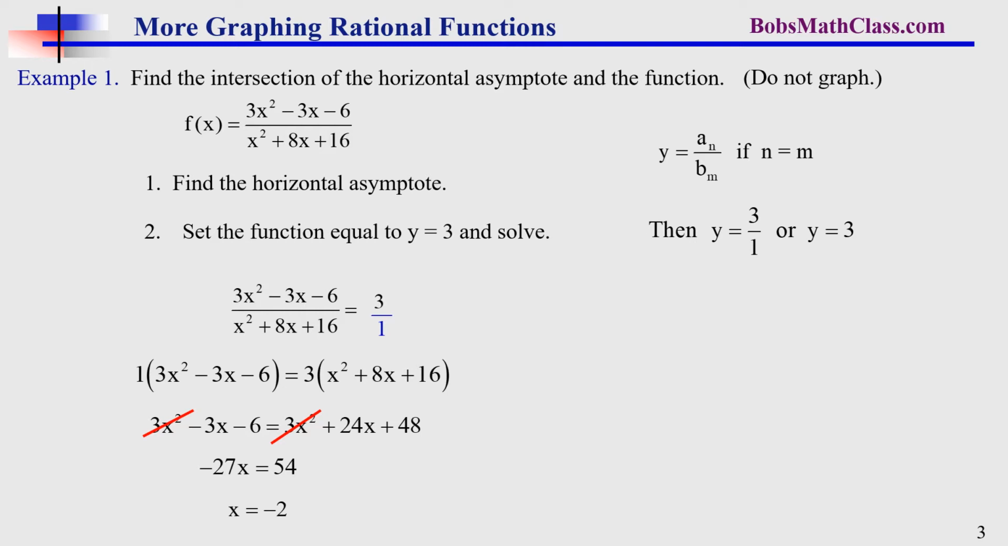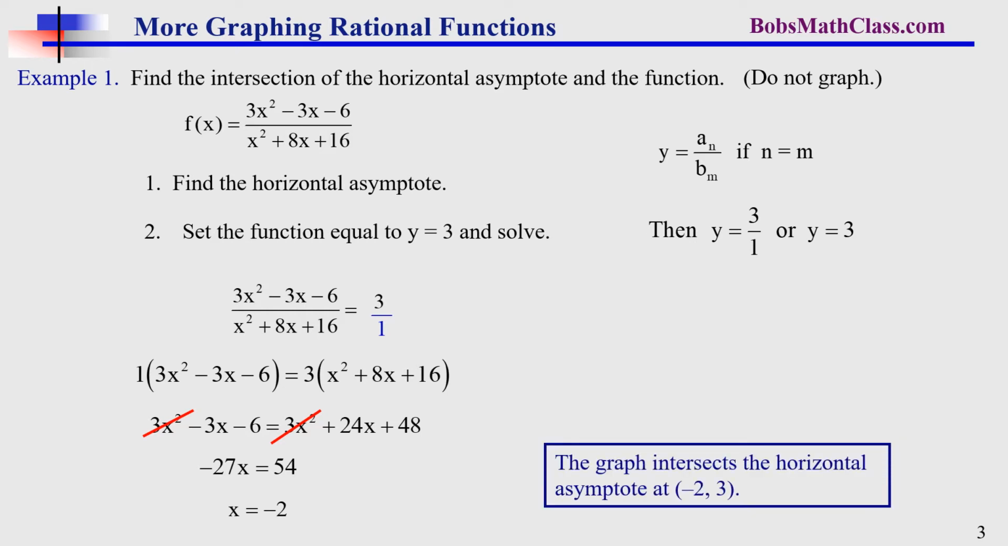So on our graph, at x equals negative 2, the function does intersect the horizontal asymptote. It goes through the horizontal asymptote. That's good to know. So the point of intersection is x equals negative 2. And then what does y equal? Well, we already have it. y equals 3. So that's where it intersects the horizontal asymptote: (-2, 3).